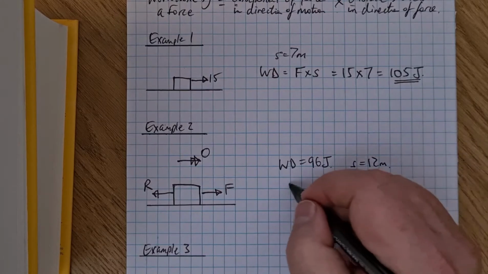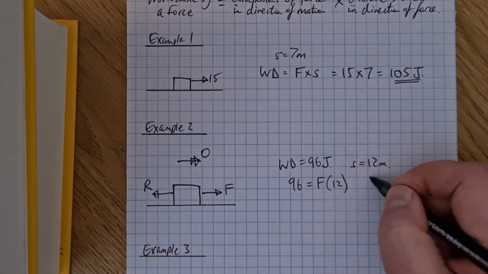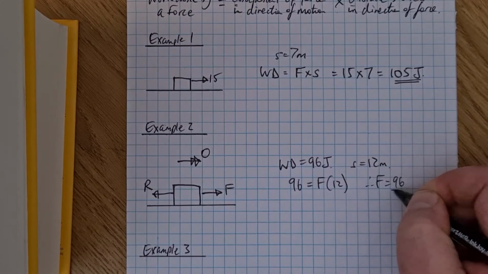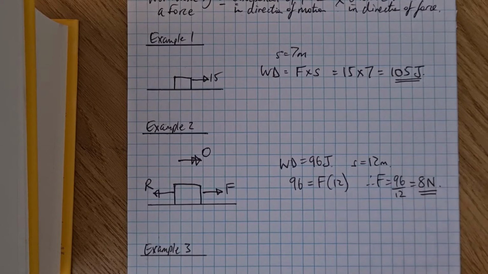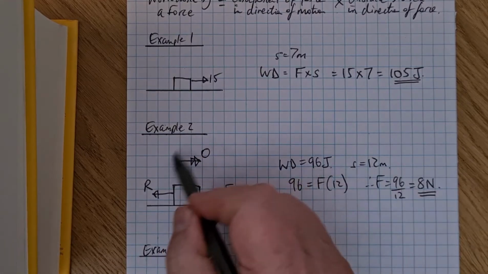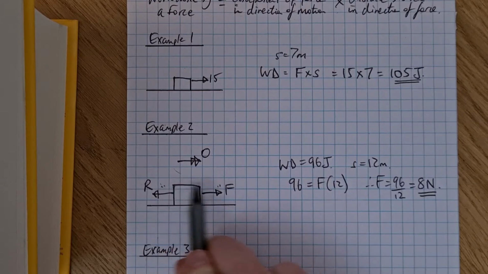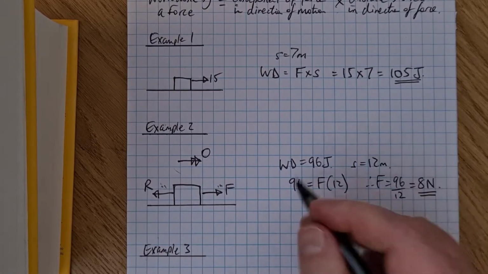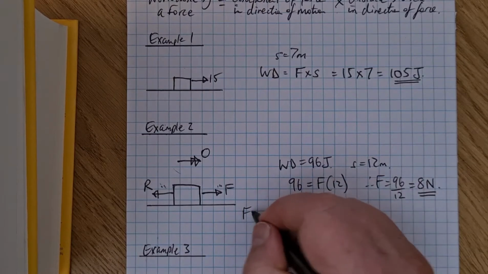With a simple bit of rearranging, this time we've got 96 is going to equal F times 12. Therefore, F is going to be 96 divided by 12, giving us a driving force of 8 newtons. Now, from your normal maths work, you'll recognise equations of motion, or obviously because the acceleration is 0, we know these forces are in equilibrium. So we can say straight away that R equals 8 newtons too.